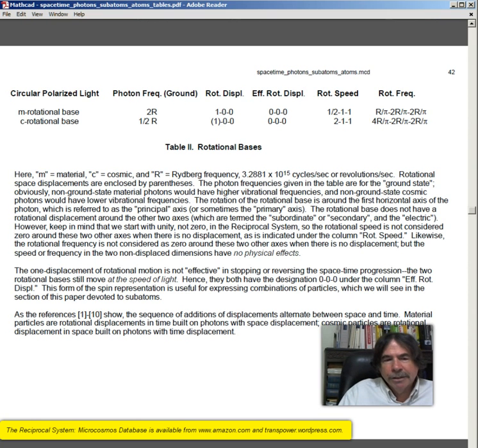As the references 1 through 10 show, the sequence of additions of displacements alternate between space and time. Material particles are rotational displacements in time built on photons with space displacement. Cosmic particles are rotational displacement in space built on photons with time displacement.